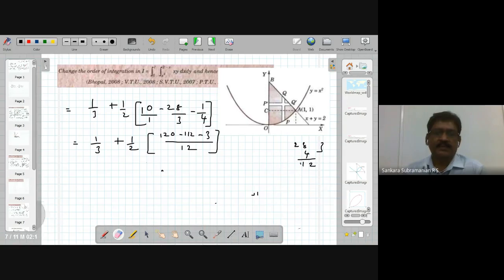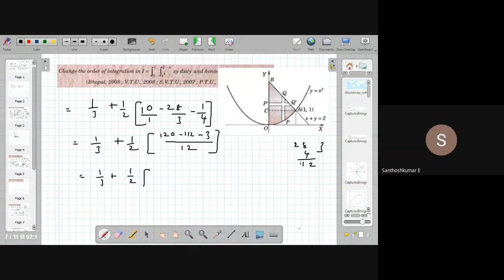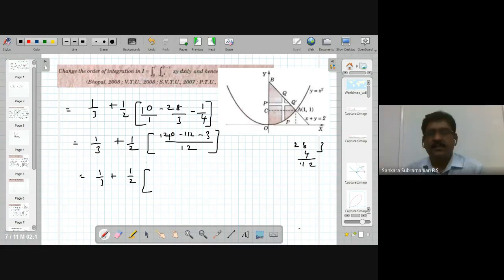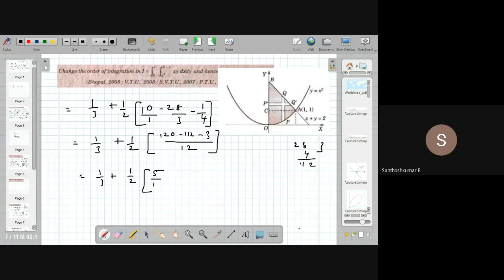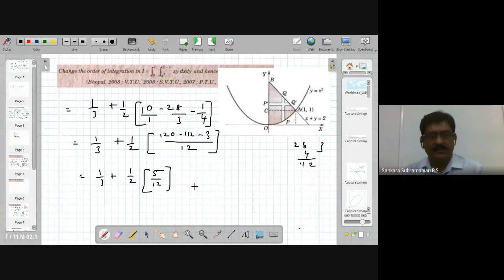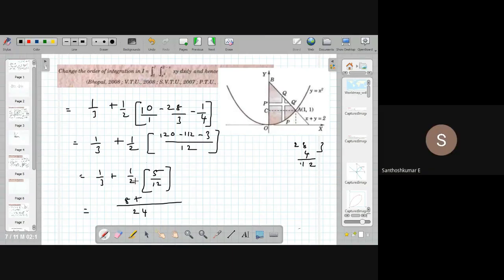So what could be your answer? So this is 1 by 3 plus 1 by 4 by 2. 12 வரும். This 1 by 3, இதுவும் 1 by 3 சார். This is 120 minus 112. என்ன வரும்? 8, 8 minus 3. 8 minus 3 5. 5 சார். 5 by 12. So if you take 24, 8 3s are 24. 8 plus 5, 13 by 24.